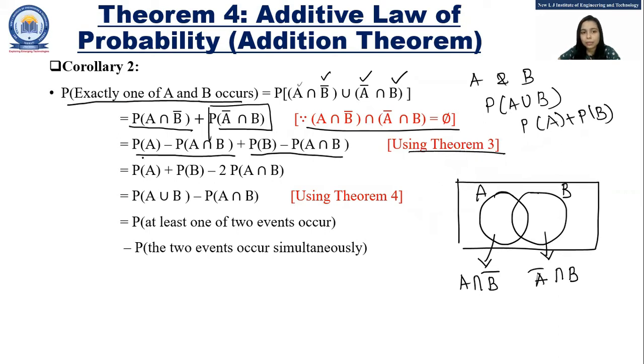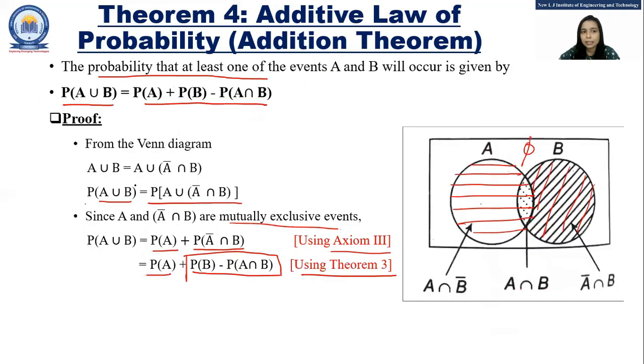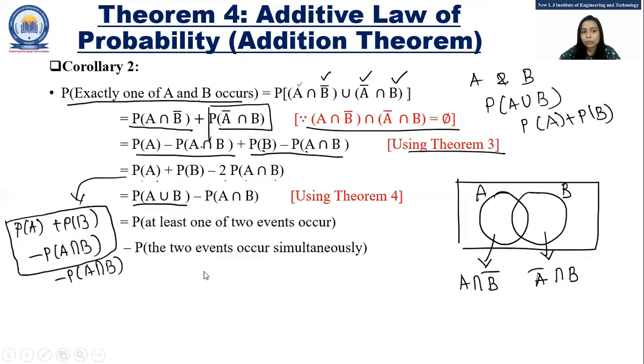So here we are putting that value P of B minus P of A intersect B using the theorem number 3. Now from this equation we can write P of A plus P of B minus 2P of A intersect B. Now this equation can also be written as P of A plus P of B minus P of A intersect B minus P of A intersect B. Now this P of A plus P of B minus P of A intersect B is nothing but P of A union B, as we have discussed in theorem number 4. So that is the P of A union B minus P of A intersect B.